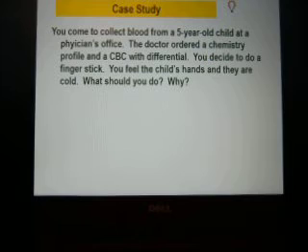So our next case study, you come to collect blood from a 5-year-old child at a physician's office. The doctor ordered a chemistry profile and a CBC with differential. You decide to do a finger stick. You feel the child's hands and they are cold. What should you do and why?